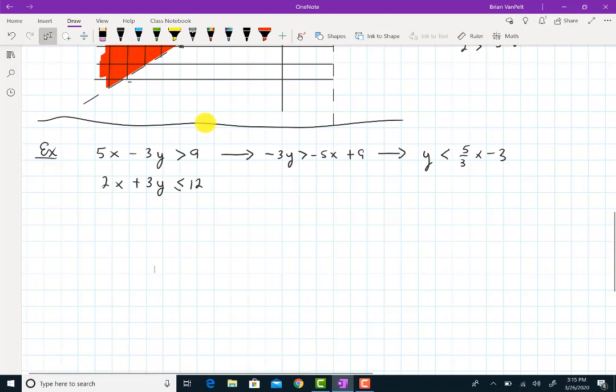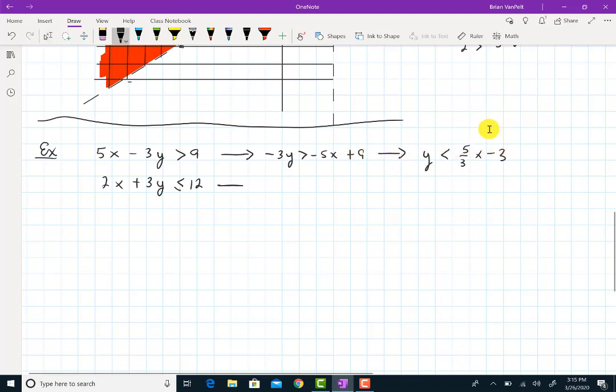Notice that the inequality symbol, let me see if I can get my mouse pointer on it. See it there? It was pointing to the right, and now it's pointing to the left. That's because at this stage, I divided by -3. -5 divided by -3 gave me the 5/3. 9 divided by -3 gave me the -3.